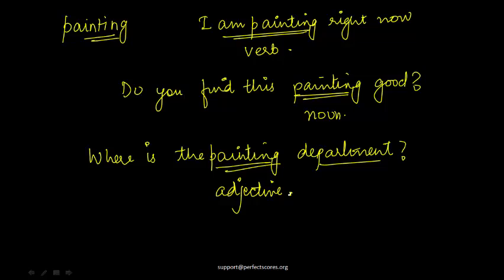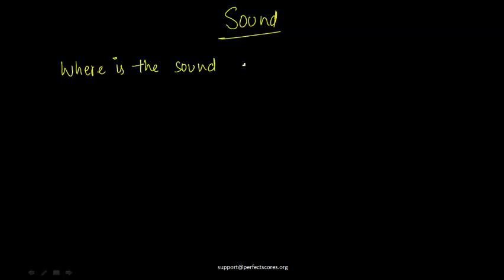So remember, in all standardized tests or even in general English outside of tests, a particular word can be used in different parts of speech. Let's take one more example of the word sound. You can use it as a noun. Where is the sound coming from? Now in this case, sound is being treated like a noun. Where is the sound coming from? Or there's a lot of sound coming from the machine.